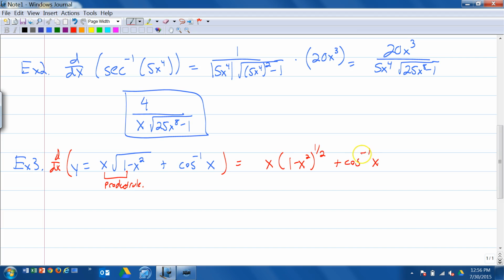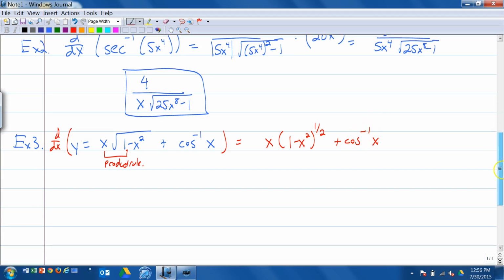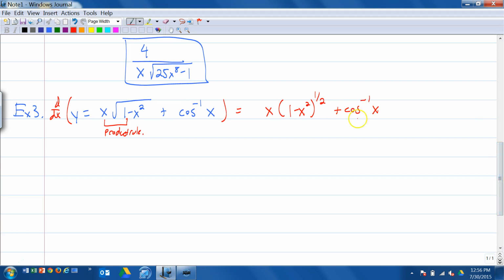Now be careful. This is cosine inverse. It's not cosine to the negative first power. Okay? So you're not going to do a power rule with cosine. You're going to use cosine inverse. Alright, so let's take the derivative.